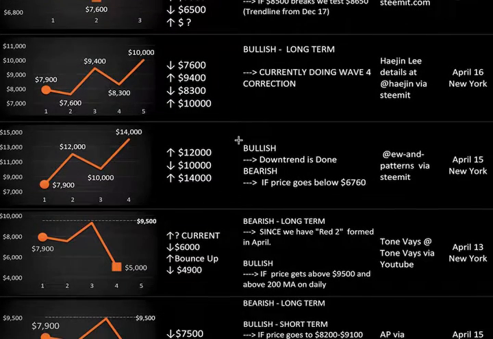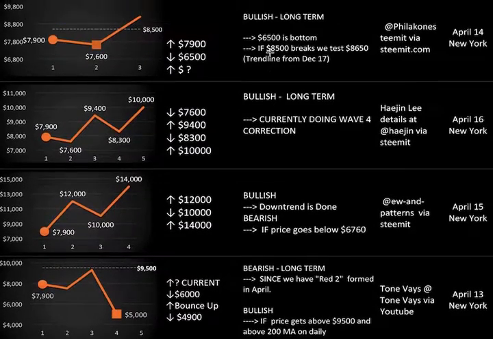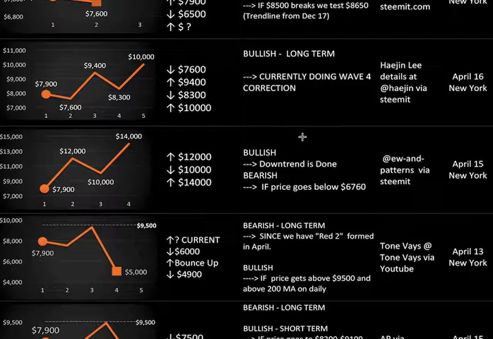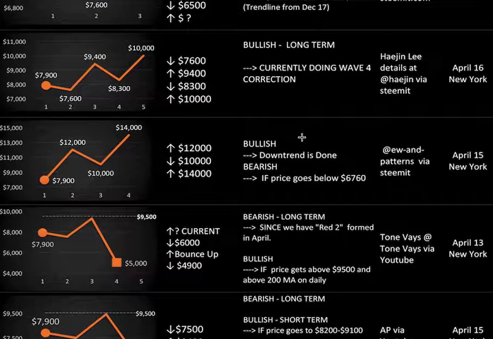And so again, in the reasoning section, or the details, I put currently doing wave 4 correction, which would be the 7,600. Okay, and then we have EW and Patterns is on Steemit. He switched recently from bear to bull, and he has a much longer term projection where we are at 7,900. Even though we are retracing down, he doesn't include it in his chart.